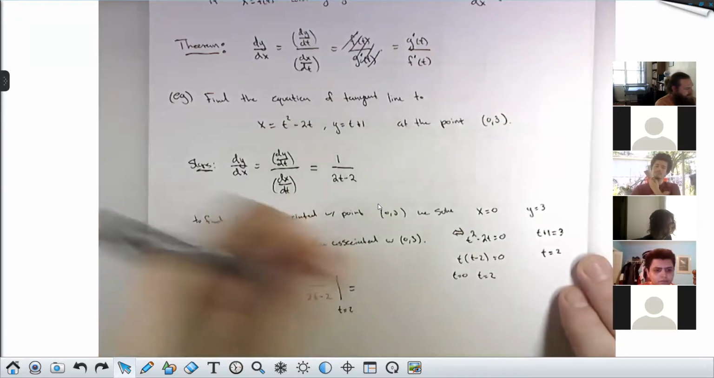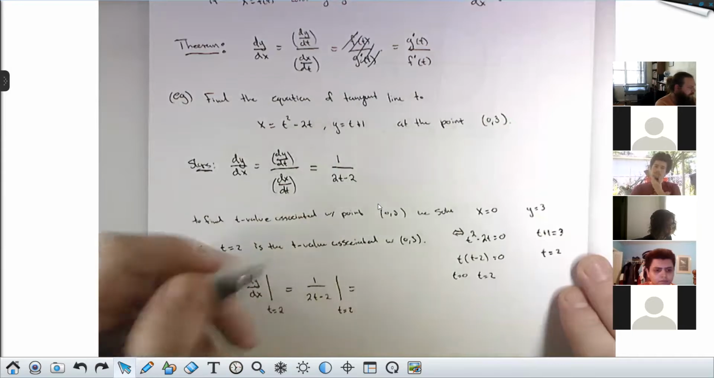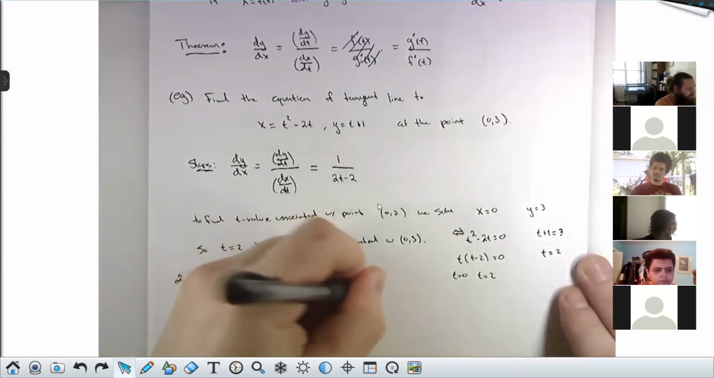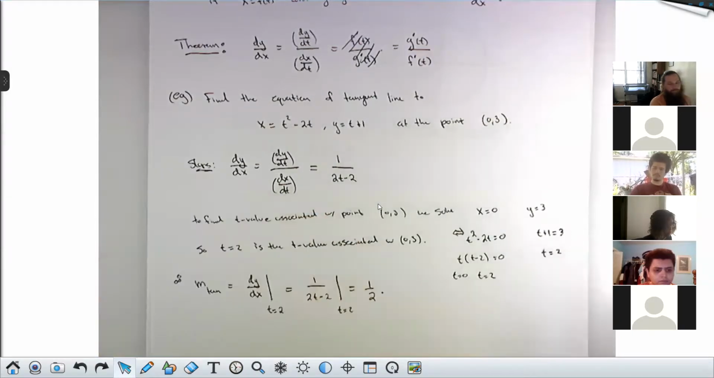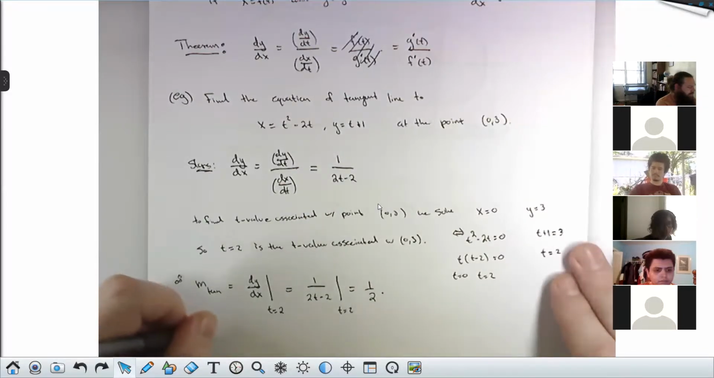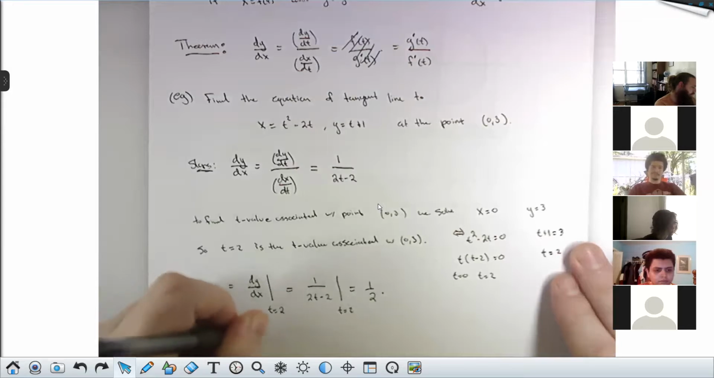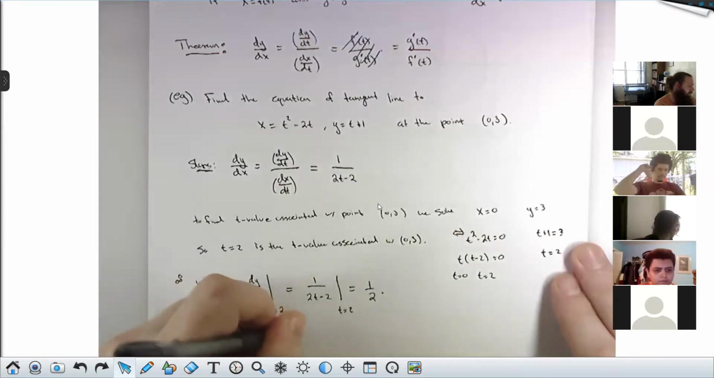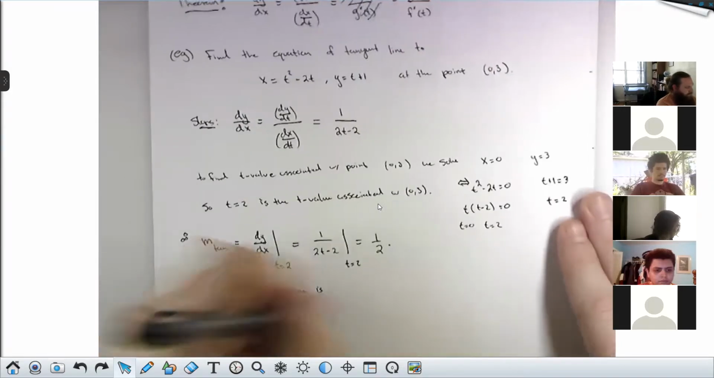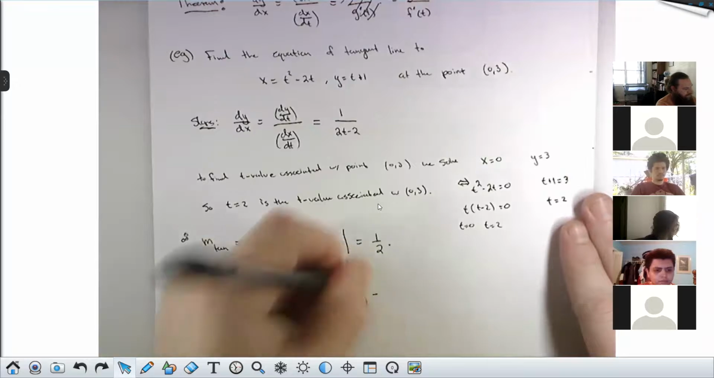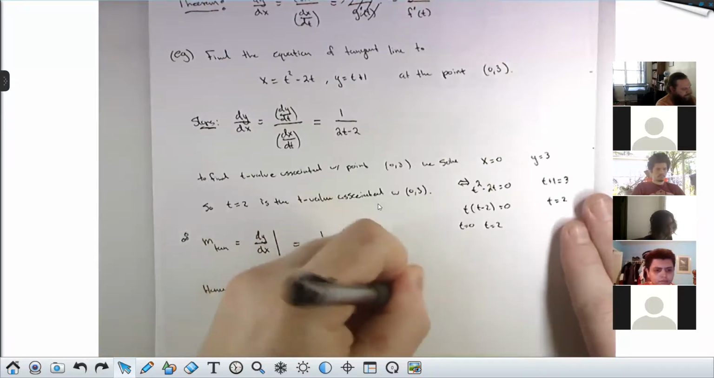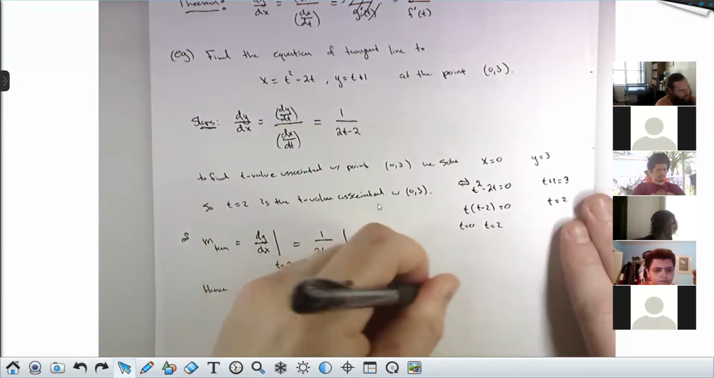And if you do that, you get 1 over 4 minus 2, which is 1/2. Hence the tangent line is, well, it's always, we write these down using the point slope formula. Hopefully you remember this from Calc 1.